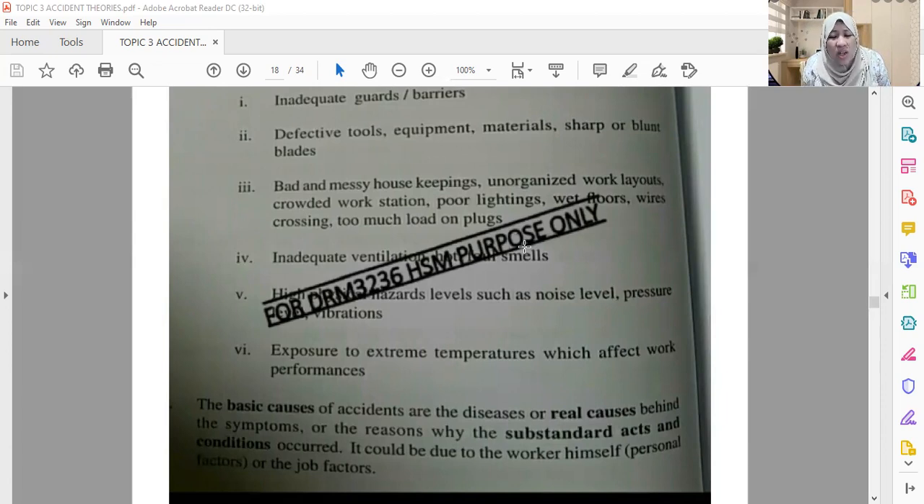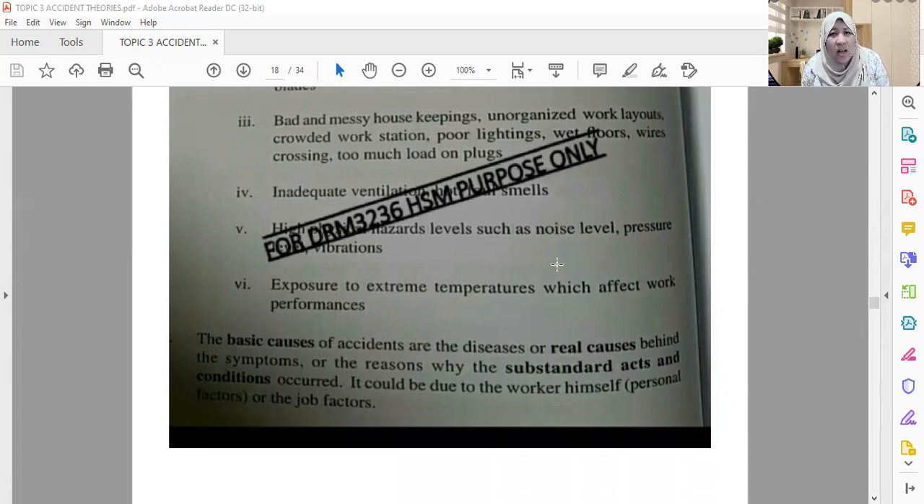Okay, exposure to extreme temperature affects work performance. So sometimes when we work in hot conditions, with the aircon malfunctioning or too cold, that would affect your work performance. I believe that when it is too cold it is not so much a problem, but when it is hot, that will probably be difficult for you.